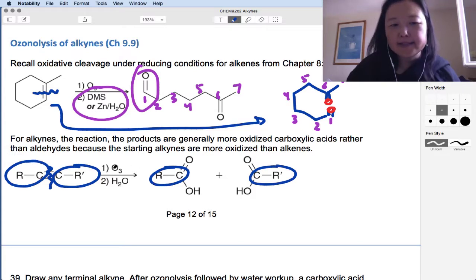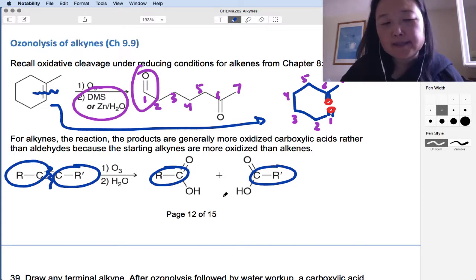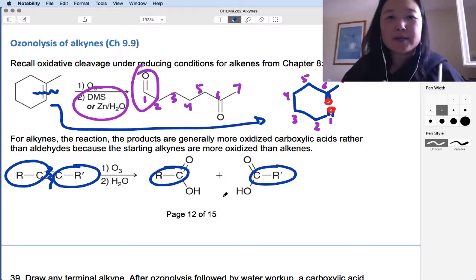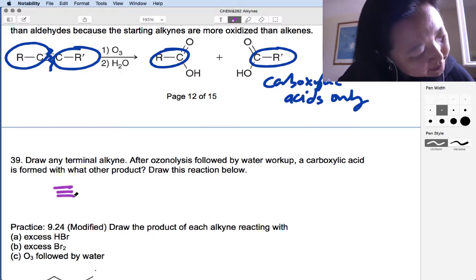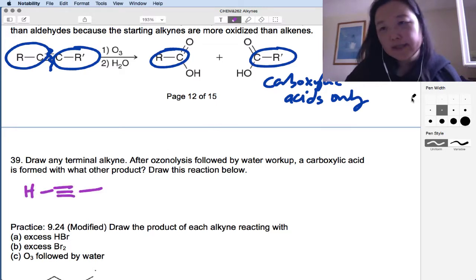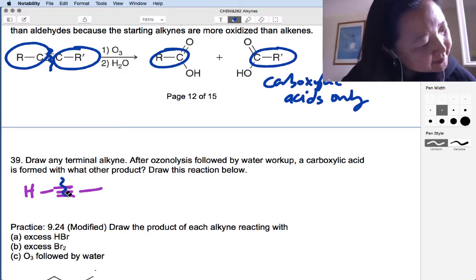And then the oxygens from ozone are added here as normal, but there are no aldehydes present, so you just do not see aldehydes with cleavage of alkynes, again, because we're at a higher oxidation level. Okay, so in this next problem, let's draw a terminal alkyne, and we're going to do oxidative cleavage on this, so let's just practice that.